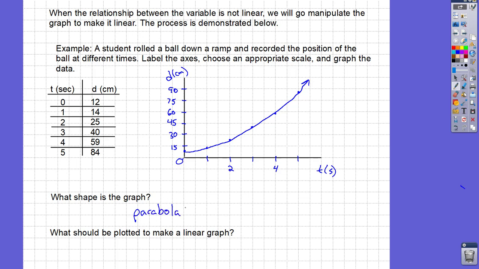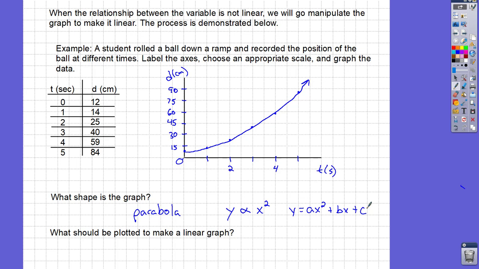And we know a parabola is always proportional to y is proportional to x squared. Or you can think of it as y is equal to some constant times x squared plus some other constant times x plus another constant. Okay? And so what we want to do is linearize this.